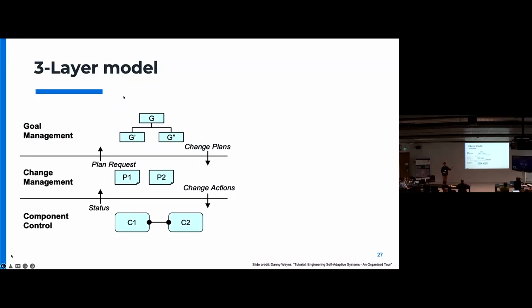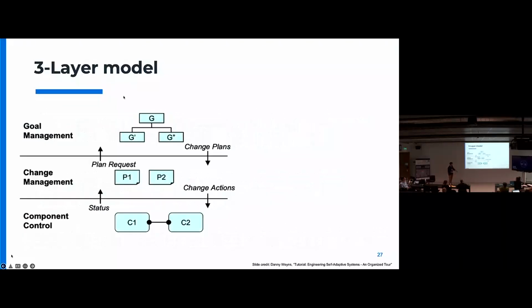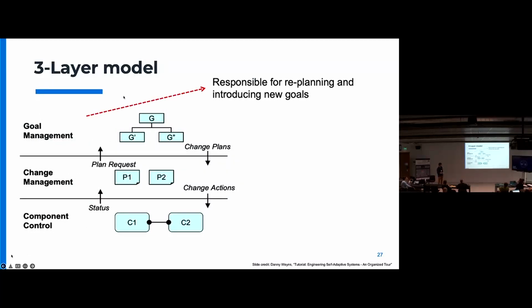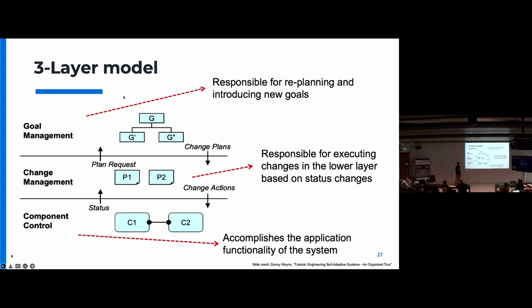Do you know of this model? Have you heard of this model before, this three-layer model, or perhaps of this work, the three-layer architectures? Some of you? Curious, no? Yeah, good. So this connects pretty well to robotics, because it was inspired from it. The three layers are goal management, change management, and component control. The goal management would be responsible for this kind of replanning. The change management for executing the lower layer, and the component control will be the actual functionality of the system.